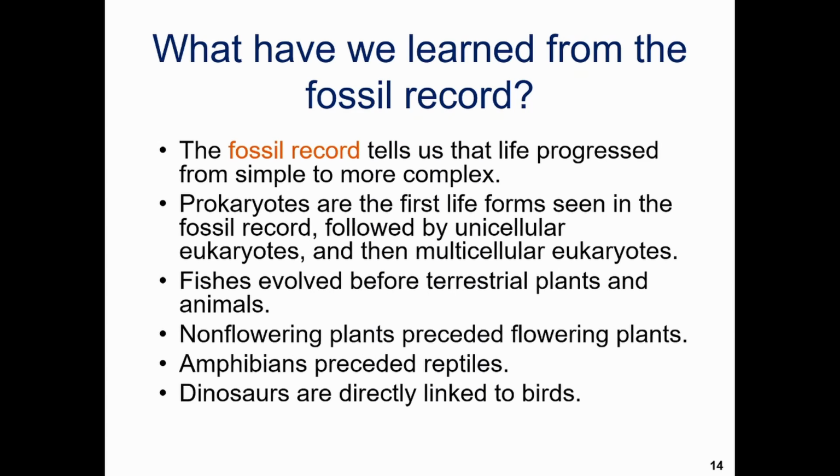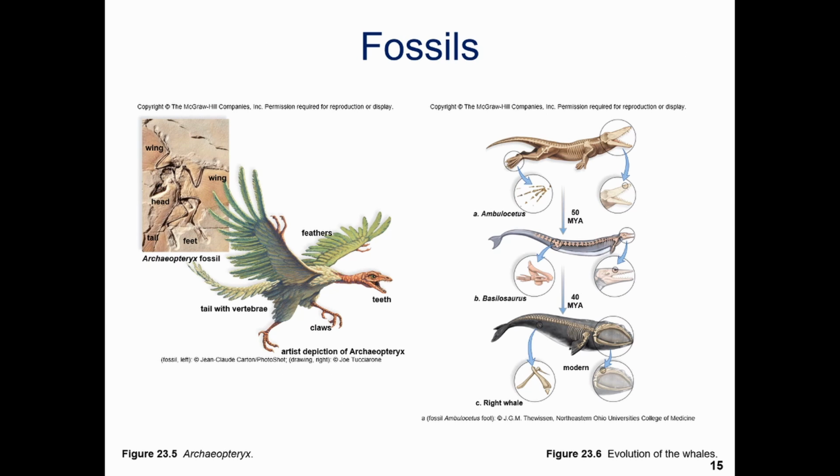From the fossil record, we can also determine that fish came before terrestrial plants and animals. So we started in the water and then expanded onto land. We also know that non-flowering plants came first, and then flowering plants evolved from them. We know that amphibians came before reptiles, and we know that dinosaurs are directly linked to birds. So that chicken that you had for dinner, think of it like you ate a relative of a dinosaur. So let's look at some.